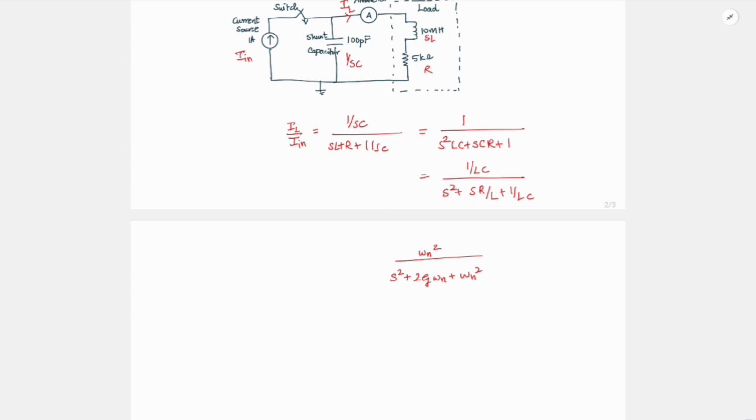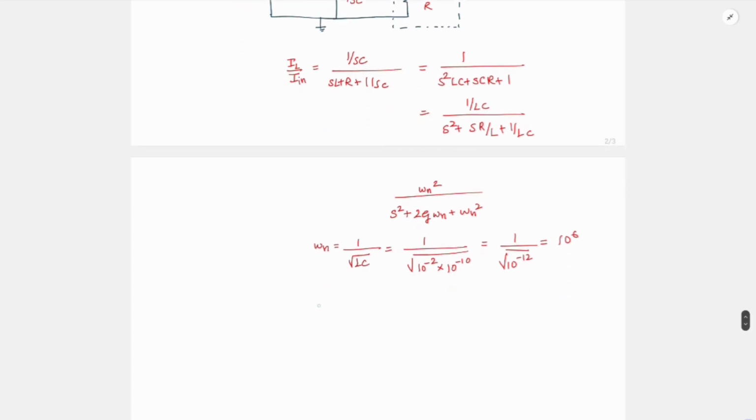So now let us find each of the parameters. My omega n is nothing but 1 over root LC. So which is nothing but 1 over root of, my L is 10 into 10 power minus 3, so 10 power minus 2, into my C is 100 into 10 power minus 12. So 10 power minus 10. So this will be 1 over root of 10 power minus 12, which is 10 power 6.